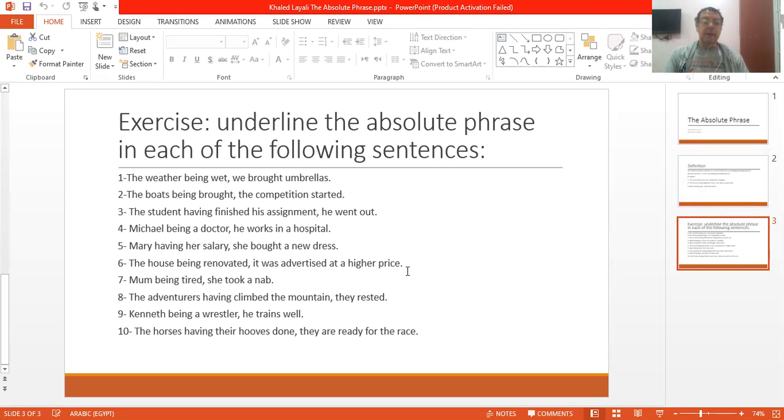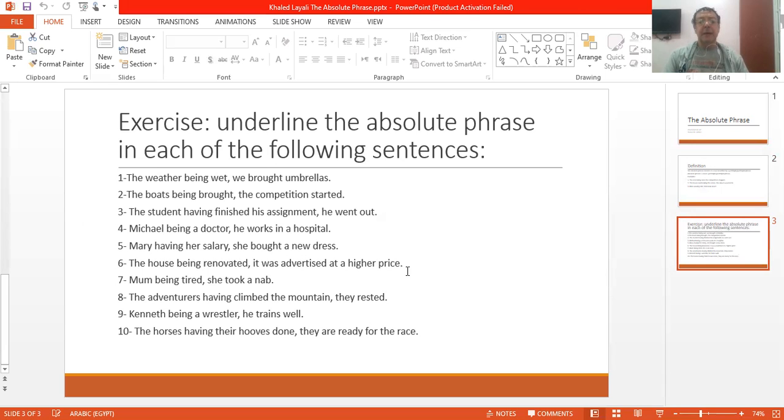Number two, the boats being brought, the competition started. The boats is a noun. Boats, noun. And being brought is a participial that modifies the noun boats. So the boats being brought is an absolute phrase. Of course, that is a definite article, but we are focusing on having a noun and then followed by a participial modifying that noun.